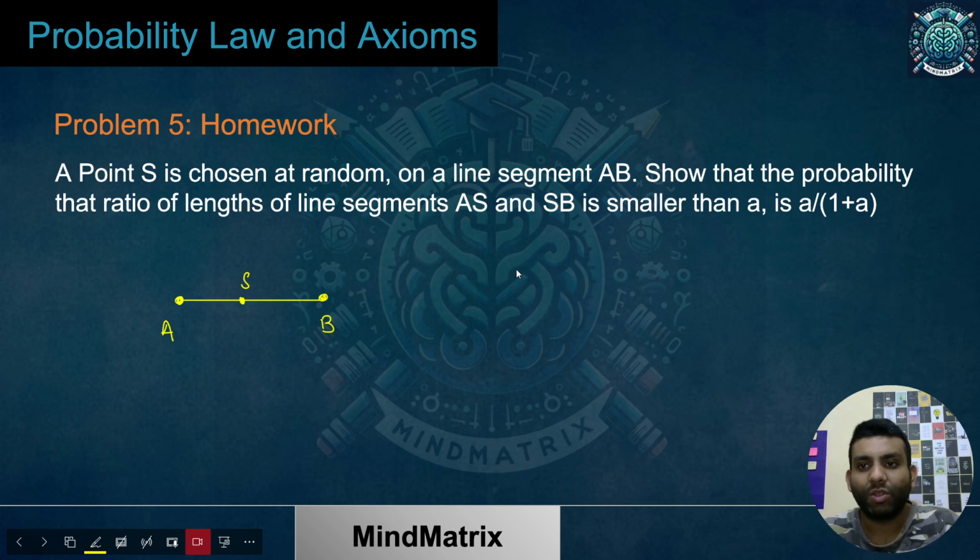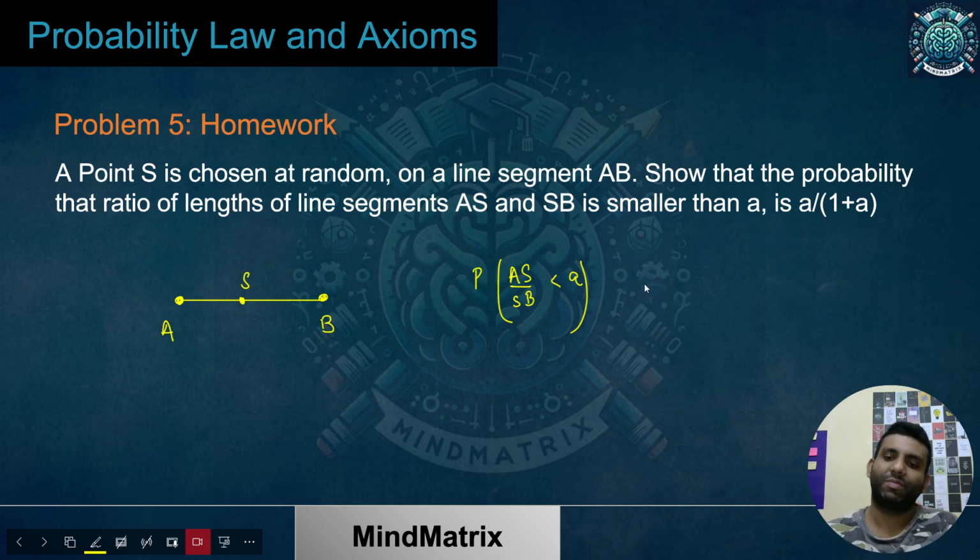We have to show that the ratio of lengths AS and SB, basically AS by SB, is less than this thing. We have to calculate the probability of this. We have to calculate the probability that AS by SB is less than A. And what is that value? We have to just find that out. We need to calculate this.